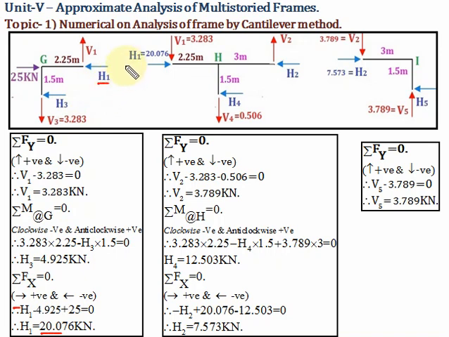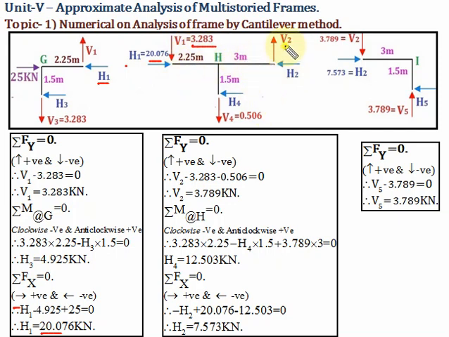Now add this to node number 1. For joint G, H1 is acting towards the left. For joint H, this H1 will act towards the right and the value will remain the same, 20.076. V1 for joint G is acting upward, but for joint H it will act downward. You have to remember that the values remain the same.